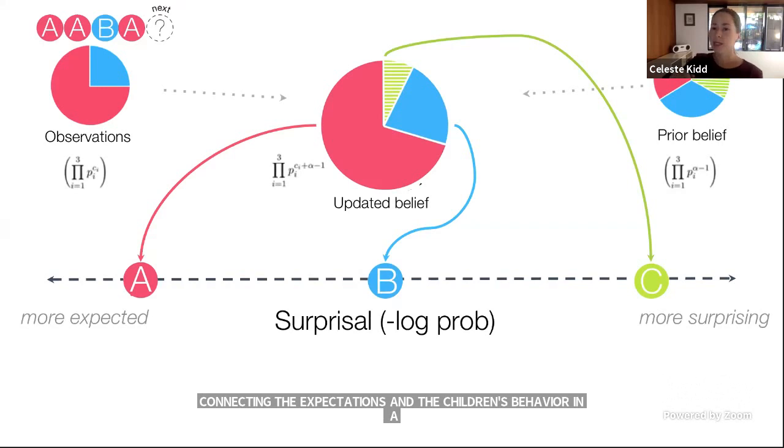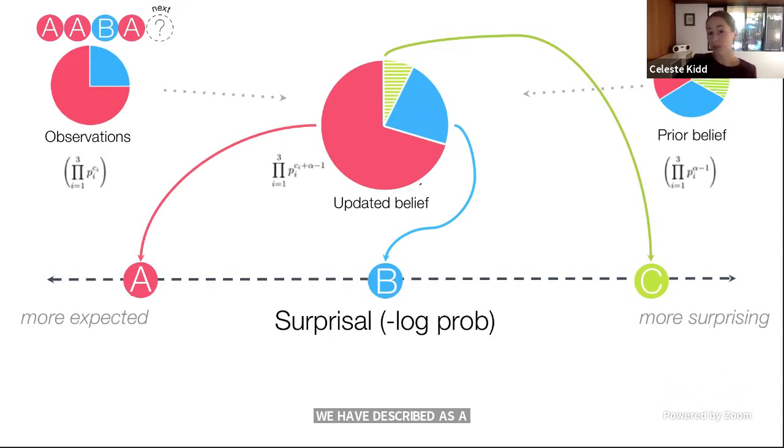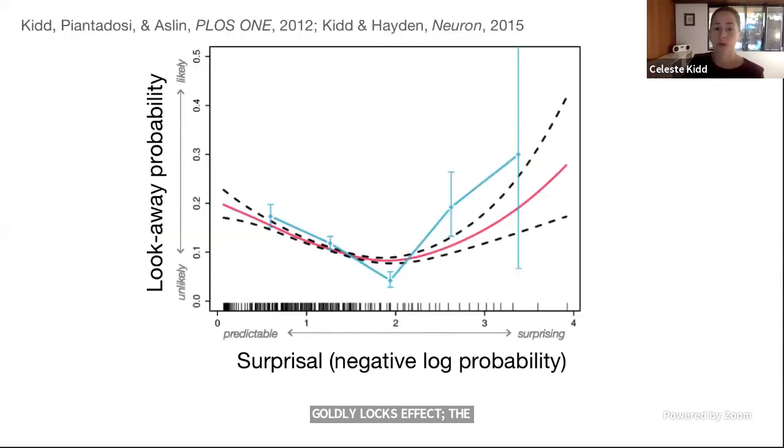And when we do that, we get what we've described as a Goldilocks effect, by which I mean that infants tend to look away at events that are highly predictable, but also they tend to look away at events that are highly surprising, like this. It also applies controlling for other factors like the posterior entropy, and even holds when we model transitional probabilities, which are important in language learning rather than doing each event independently.